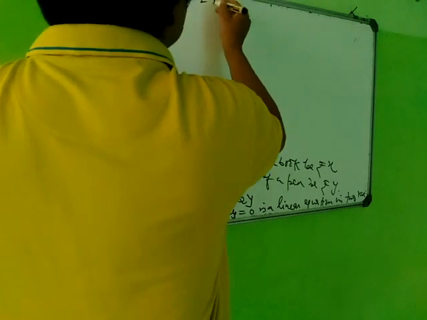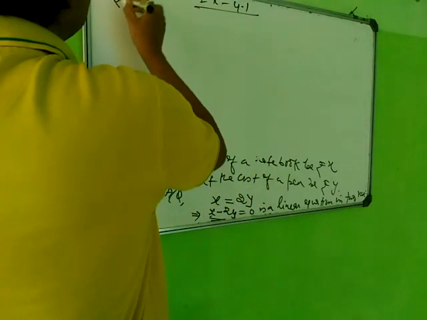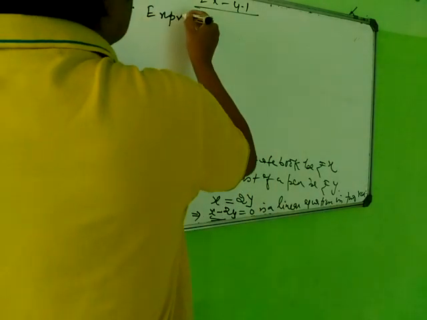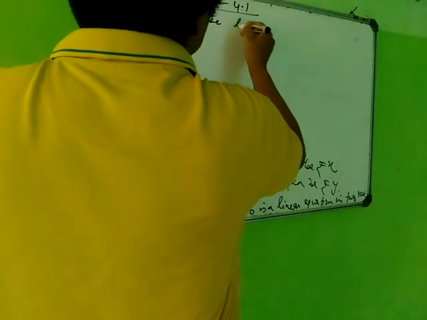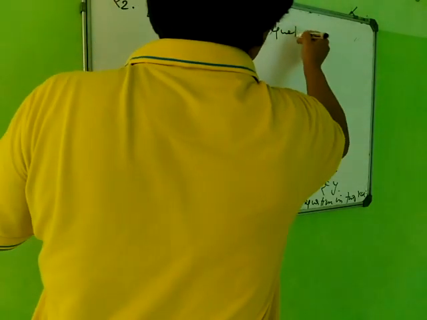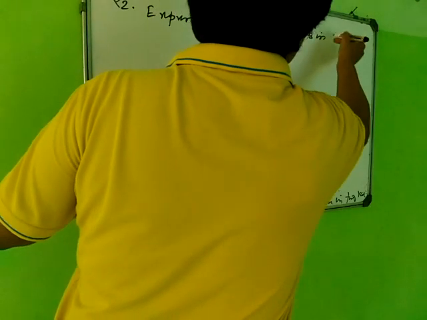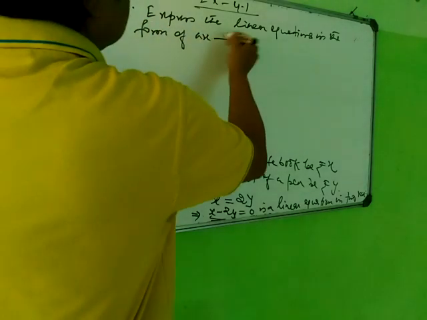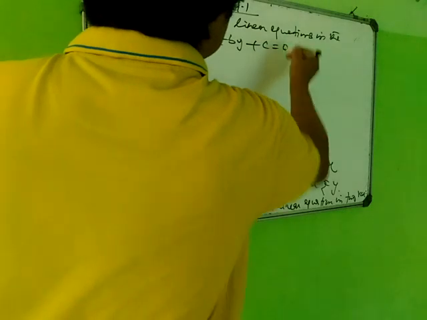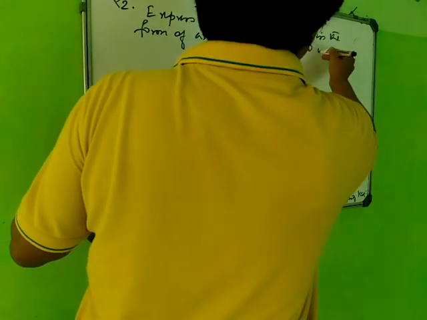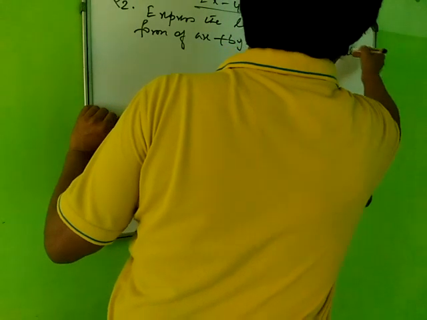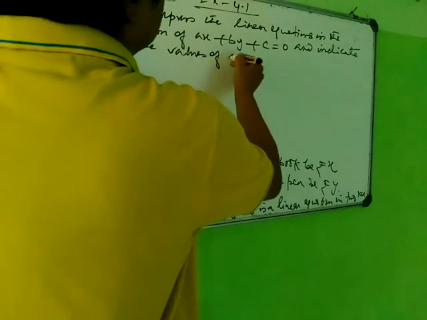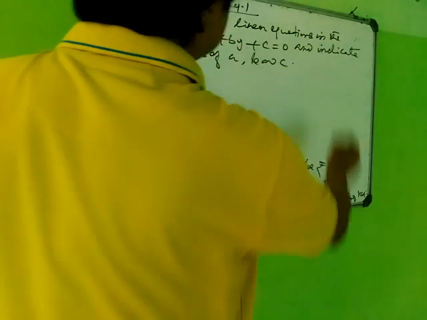Let us take exercise 4.1, question number 2. Express the given linear equations in the form of ax plus by plus c equals 0, and indicate the values of a, b and c.